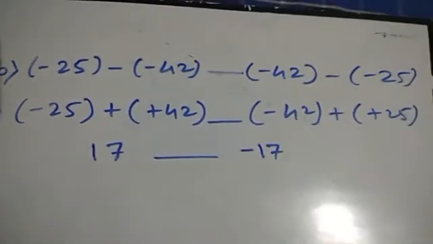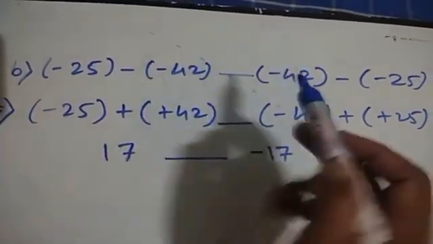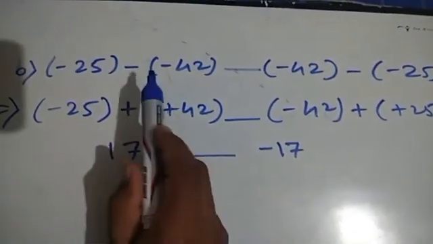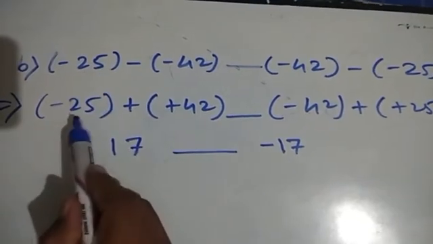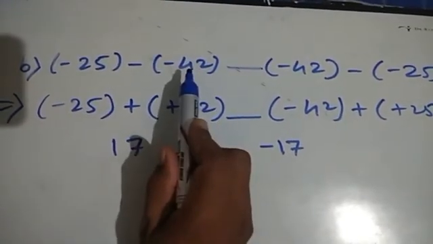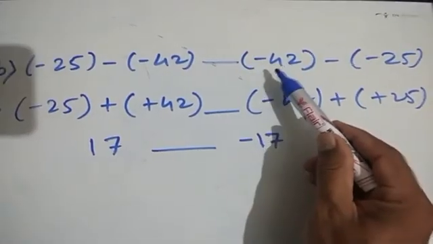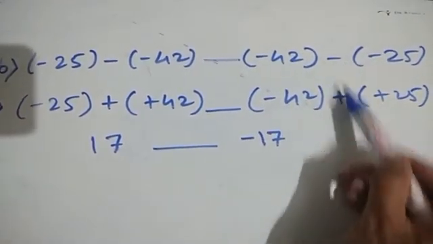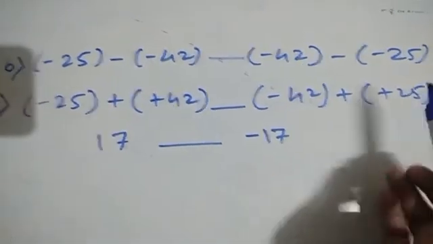Students, see here one more example. Minus 25 minus of minus 42, and here minus 42 minus of minus 25. Now here we need to subtract, and that is why we are going to convert this into addition. Minus 25 as it is, minus will become plus, and what will be the additive inverse of minus 42? Plus 42. And here, minus 42 minus of minus 25 we have, right? Minus 42 as it is, this minus will become plus, and what will be the additive inverse of minus 25? Plus 25.